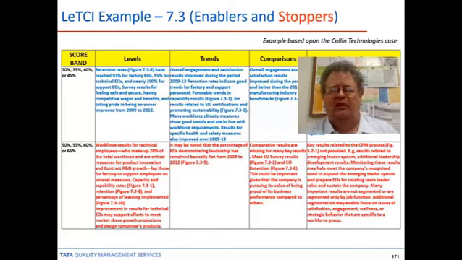The one that we're seeing here is the enablers and stoppers piece. This is where you'd start to explain the idea of when they do decide where they're going to recommend a scoring band in the L, the T, the C, and the I.